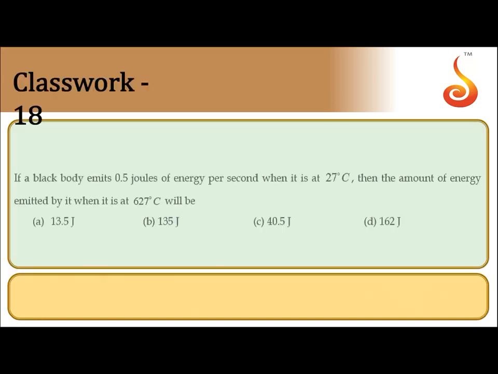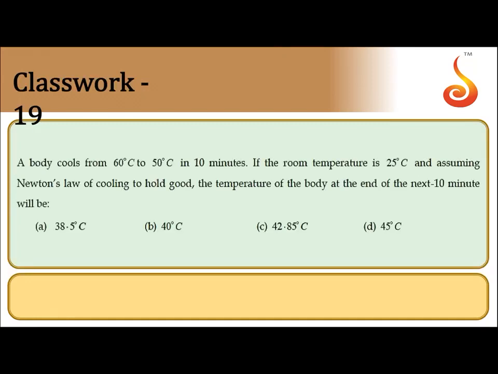Yes, we should move on to next one. A body cools from 60 degrees to 50 degrees Celsius in 10 minutes. If room temperature is 25 degrees Celsius, assuming Newton's law of cooling to hold good, the temperature of the body at the end of next 10 minutes will be. So this is based on Newton's law of cooling. So according to Newton's law of cooling, d theta by dt is proportional to theta minus theta naught, where theta naught is surrounding temperature.